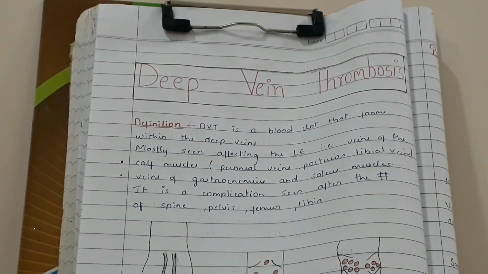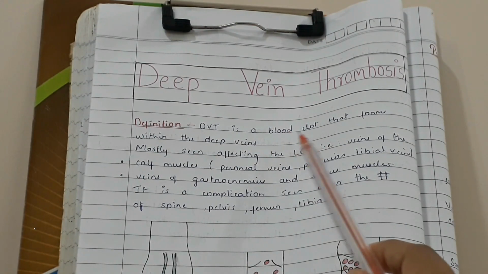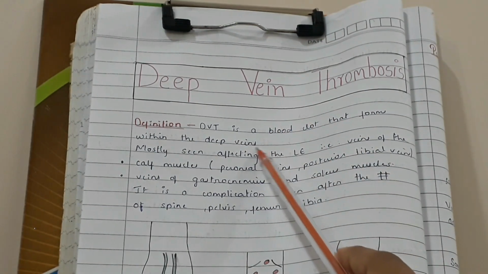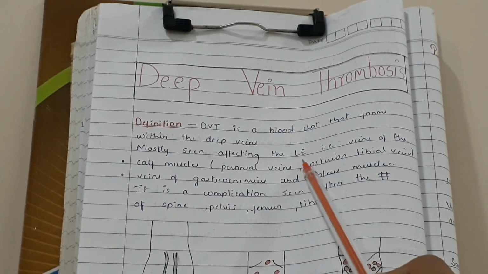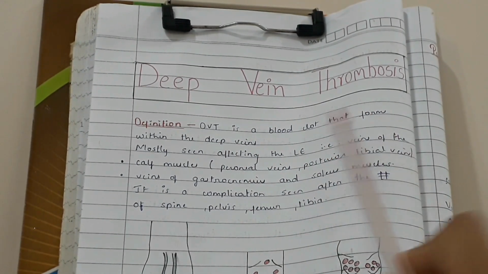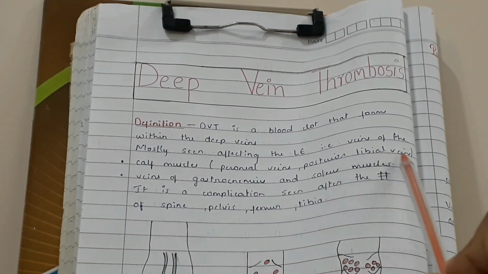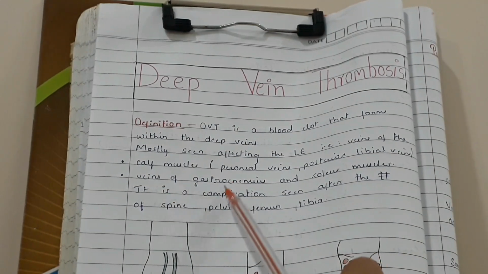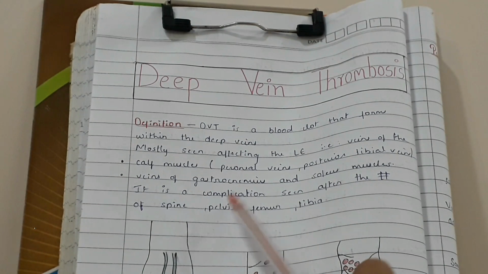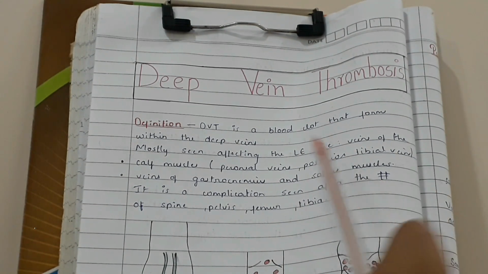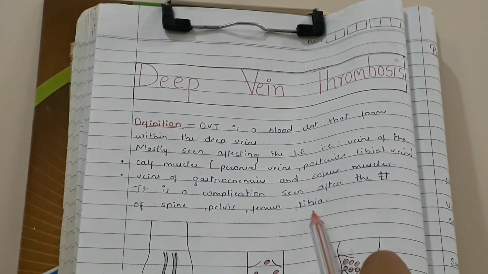Deep vein thrombosis or DVT is a blood clot that forms within the deep veins. It mostly affects the lower limbs or the lower extremity, that is, the veins of the calf muscles like the peroneal veins and the posterior tibial veins, and the veins of the gastrocnemius and the soleus muscles. It is a complication seen after the fracture of the spine, pelvis, femur or the tibia.